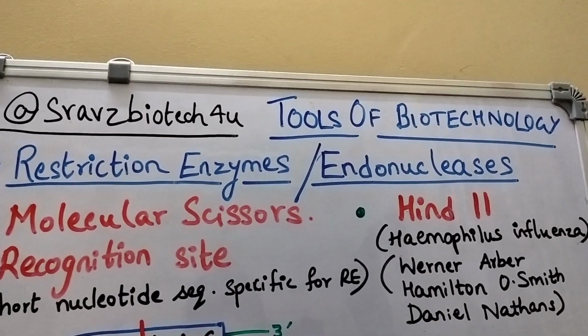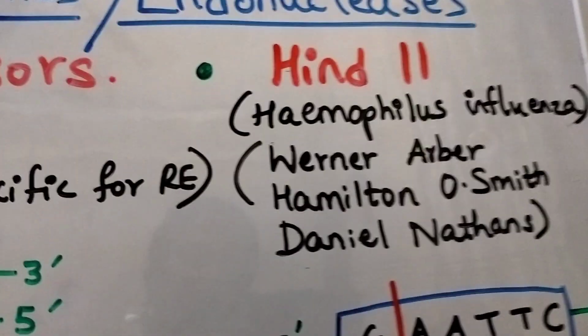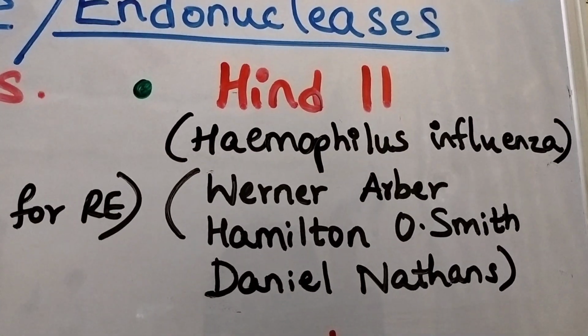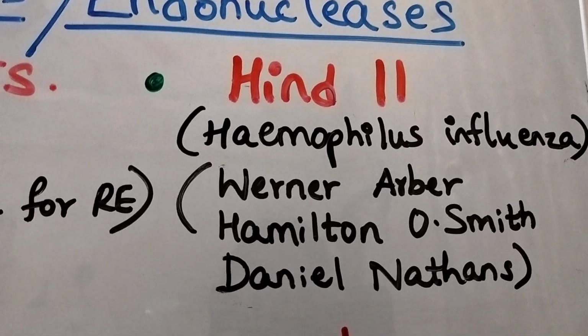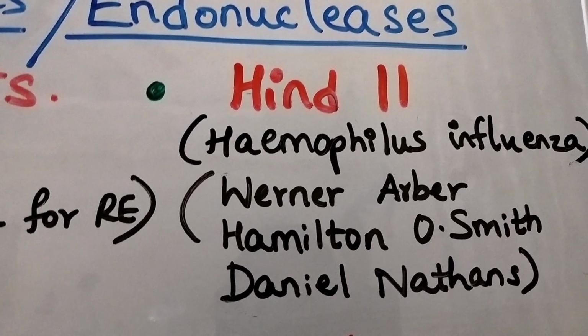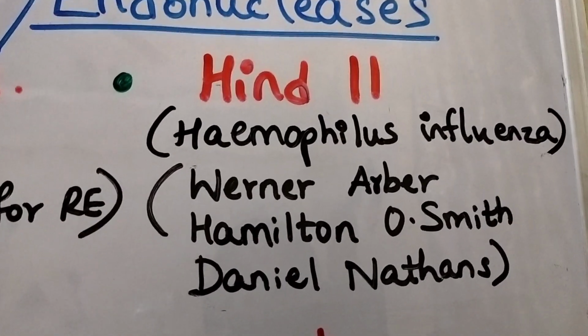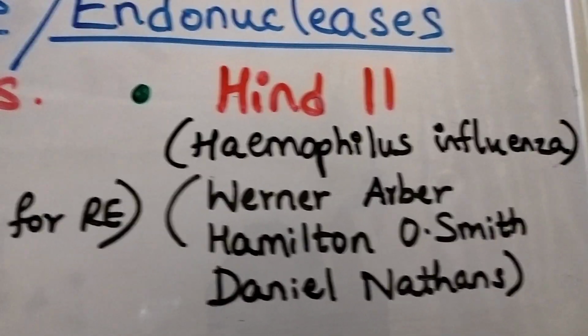The first restriction enzyme to be isolated was HindII. This was isolated from Haemophilus influenzae by Werner Arber, Hamilton O. Smith, and Daniel Nathans in the late 1960s and early 1970s.